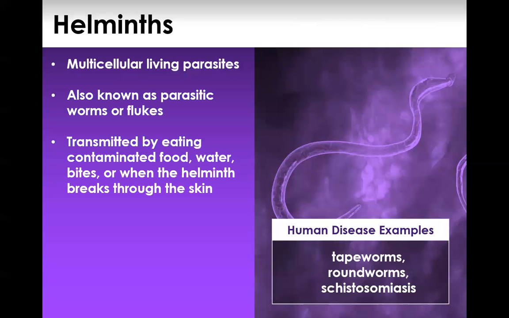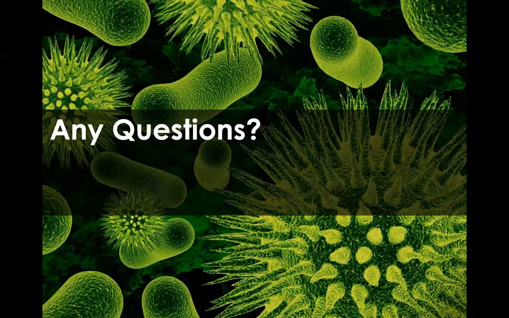All right, your helminths. So these are multicellular. They have many cells, right? And they are parasites. So they can be called worms, right? And so by eating contaminated food, contaminated water, or sometimes even walking barefoot in an infected area, those worms can get into the skin and then get into the body. So that was a quick whirlwind tour of those different kinds of pathogens.